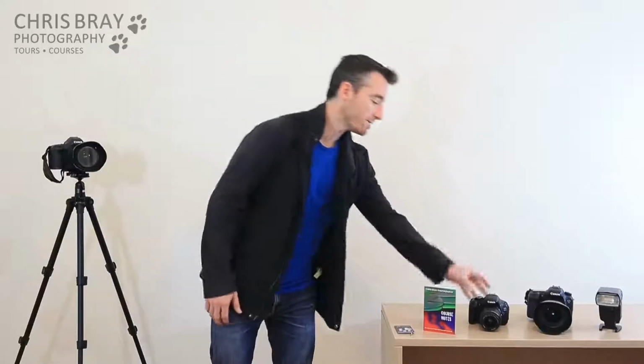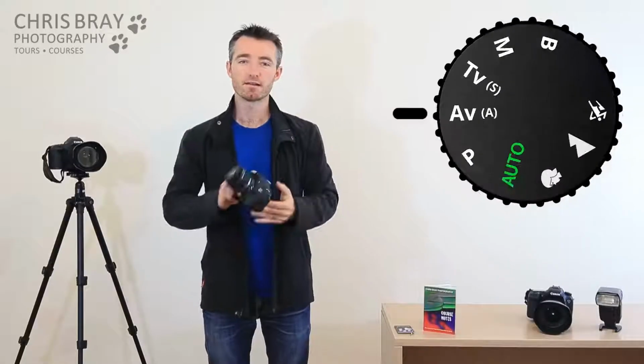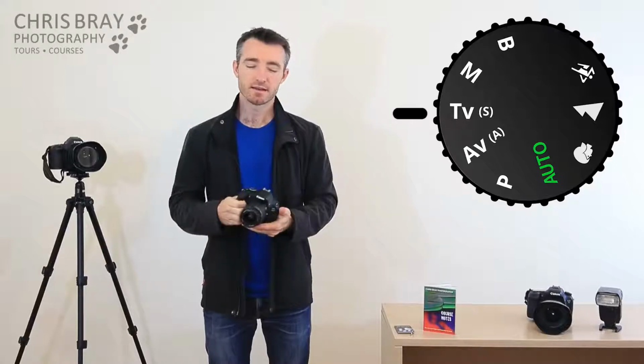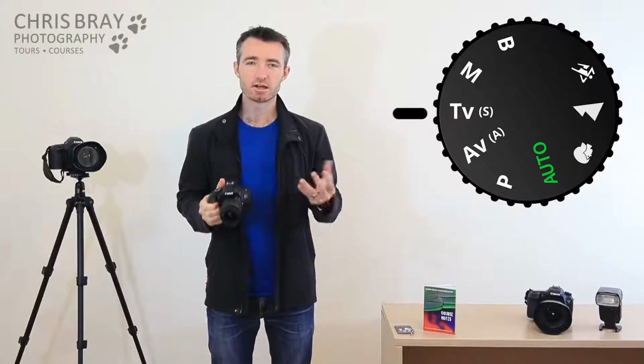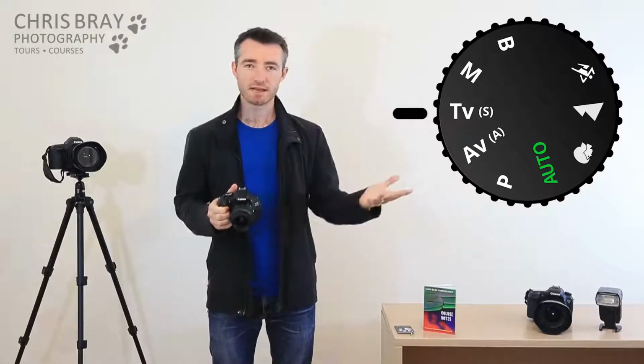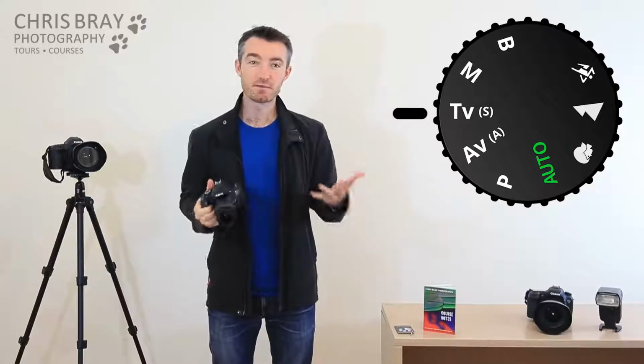Okay, let's have a look at time value mode, TV mode on a Canon, or S mode for every other brand. And in time value mode, you can choose whatever shutter speed you want, and the camera works out the aperture to go with it. It's just like the opposite of aperture mode.